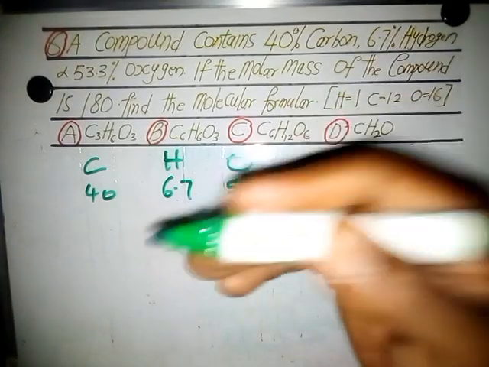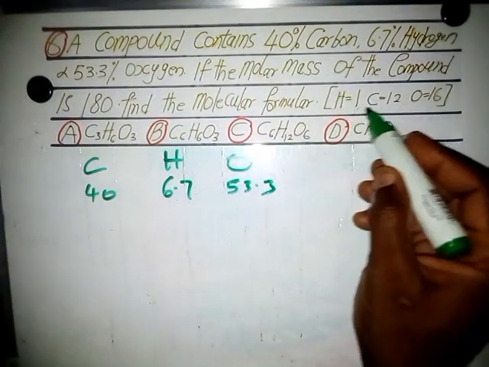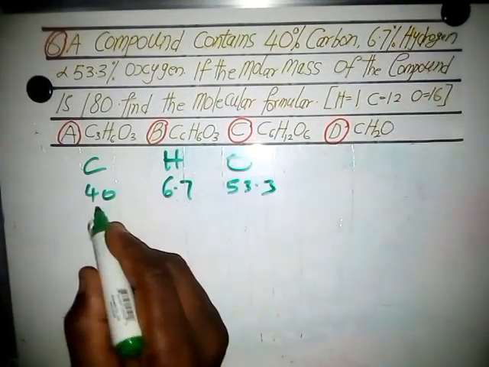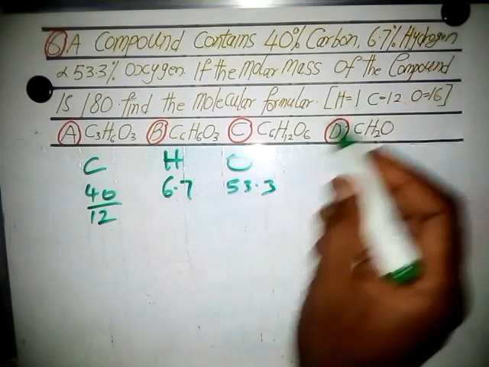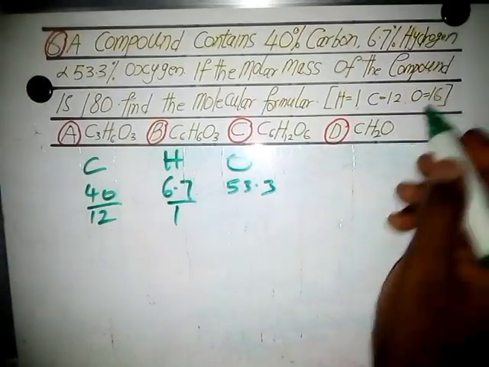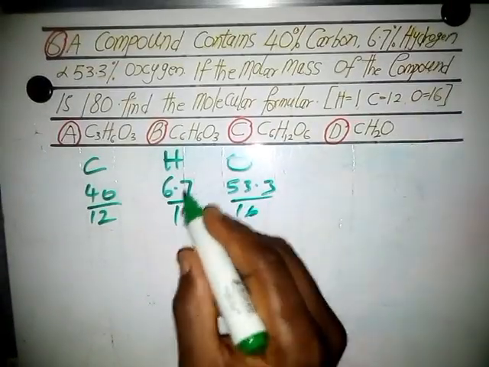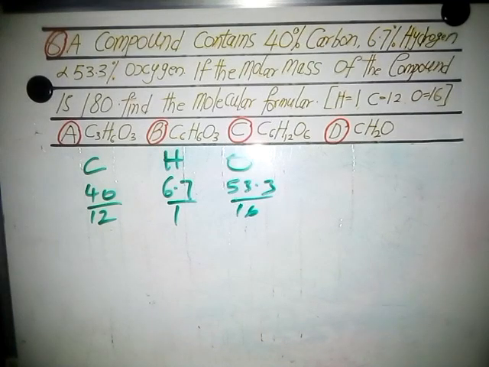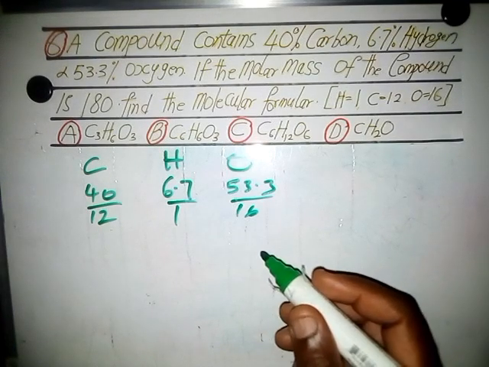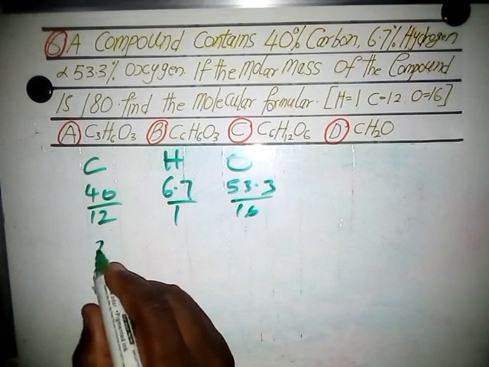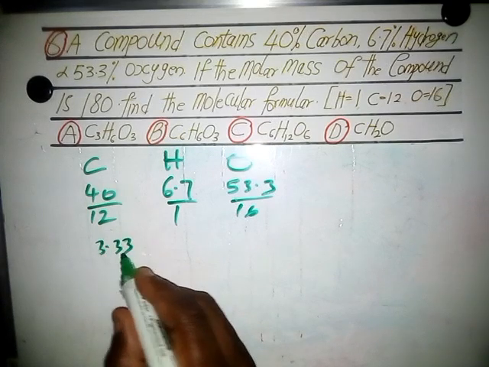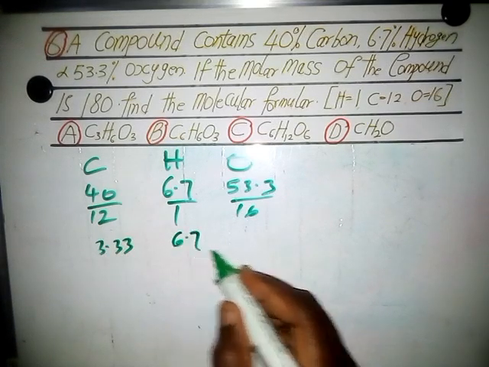The first thing, you divide by the atomic masses. Look at them here. Carbon is divided by 12. Hydrogen is divided by 1. Oxygen is divided by 16. When you divide it, you should get 3.33. So you get 6.7.